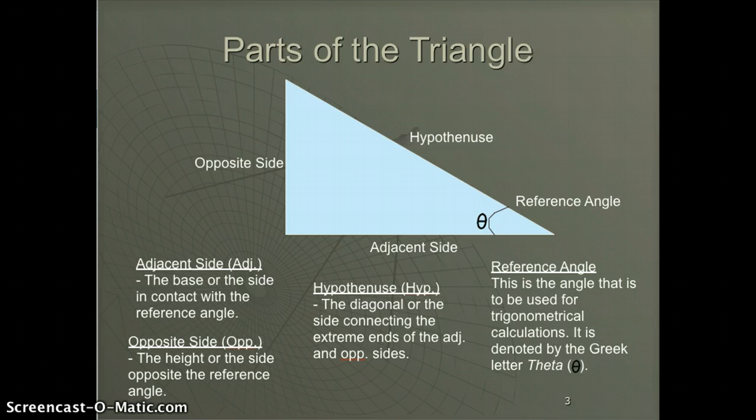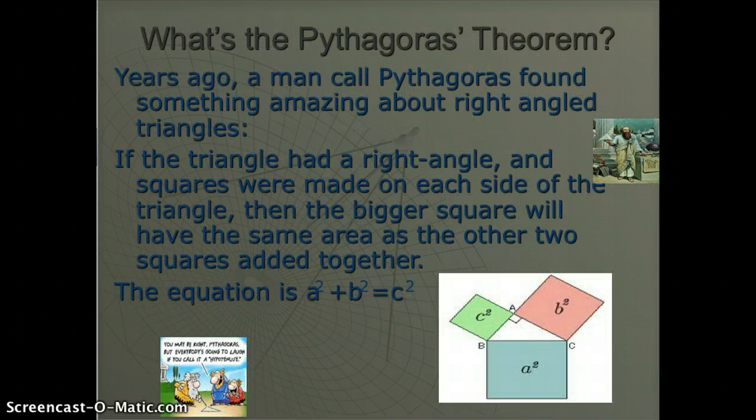Thirdly, there is the hypotenuse. This is the line that completes the triangle. Lastly, we have the reference angle. This is the angle we are going to use in trigonometrical equations. It is often denoted by the Greek letter theta. We shall now move on to the Pythagoras theorem.